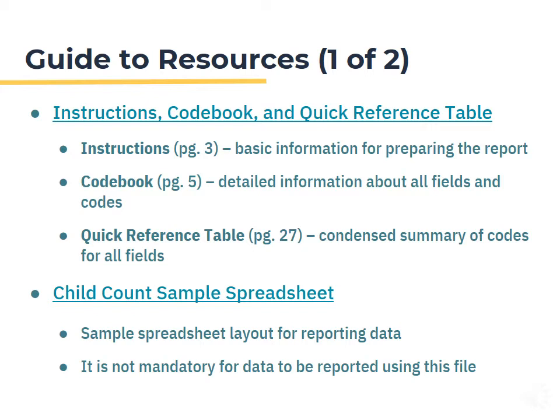All right, the instructions, codebook, and quick reference table. In this document, we combined everything into one document, so there weren't as many documents to try to keep track of. The instructions are just the basic information about preparing your report. The codebook has all the details, detailed instructions and code definitions for each of the fields that you'll be reporting on. It has the order of all of the fields, and then we have the quick reference table at the very end of the document that has the condensed summary of all the codes for the fields.